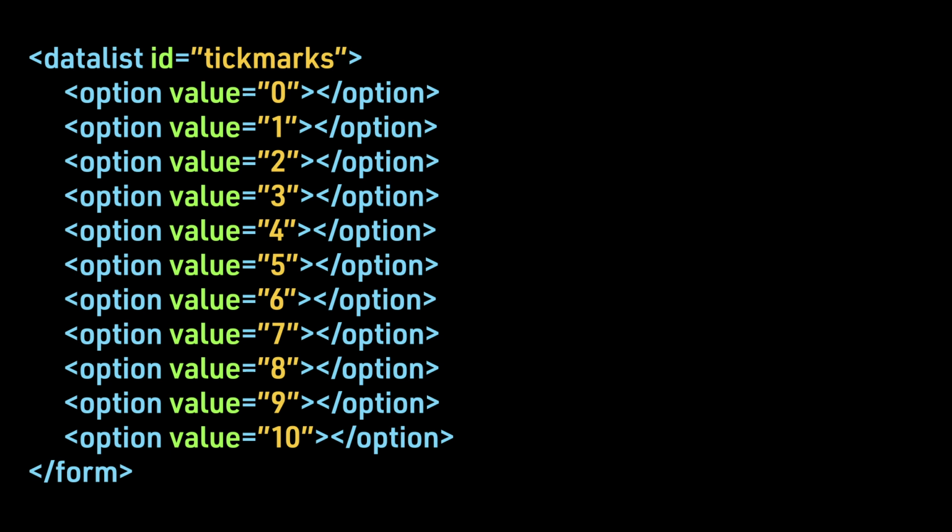Datalist ID equals tick marks, option value 0, option closing tag. Option opening tag, value 1, option closing tag. Option opening tag, value 2, option closing tag. Continuing in the same way through values 3, 4, 5, 6, 7, 8, and 9. Option opening tag, value 10, option closing tag, datalist closing tag.